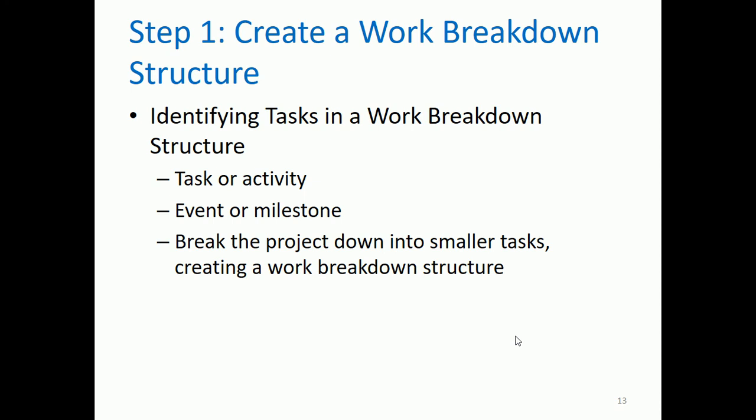So next, we have identifying tasks in a work breakdown structure. We have to identify a task or activity and then an event or milestone. For example, if a task is already done or an activity is finished, is there a special event or a milestone? And then break the project down into smaller tasks, creating a work breakdown structure.